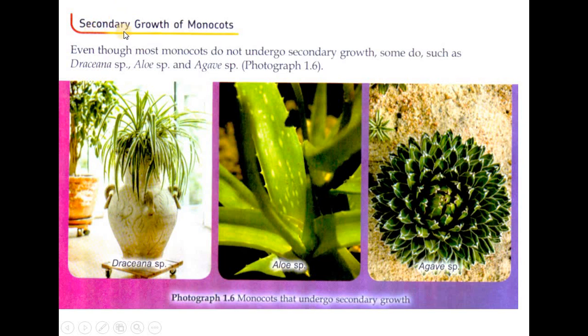Now we look at secondary growth in monocots. Some monocots can undergo secondary growth, but most of them cannot. Which plants? Dracaena species, aloe vera species, and agave species can carry out secondary growth, but not most monocots.